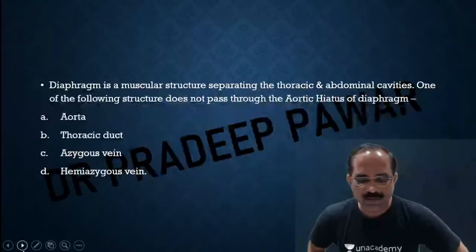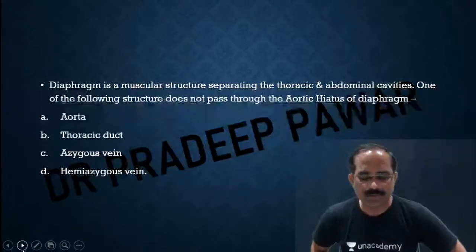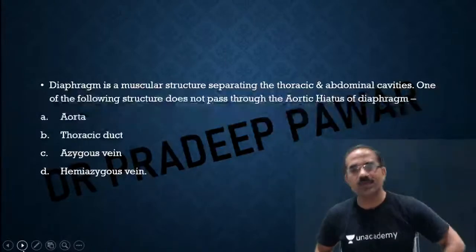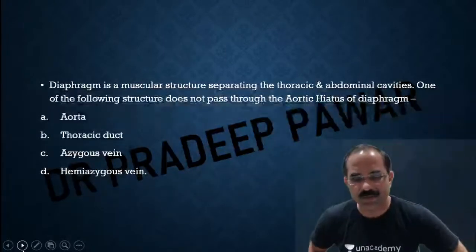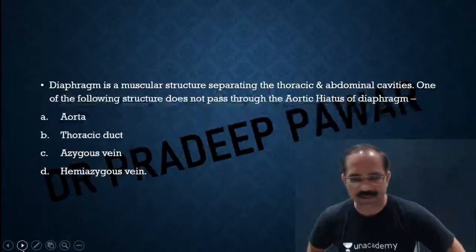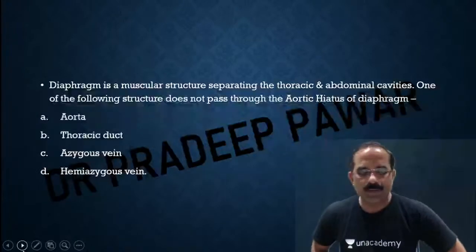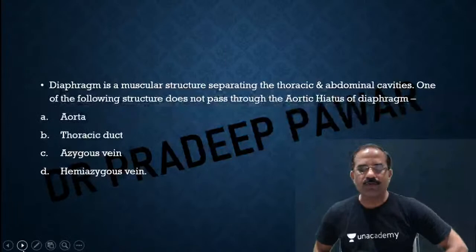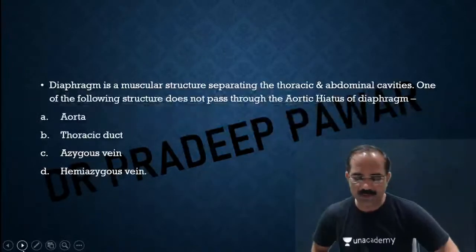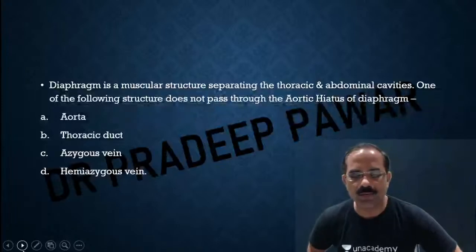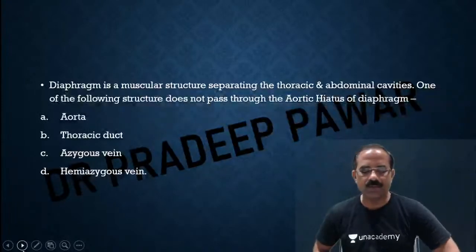Vertebral artery entry. Vertebral artery is foramen magnum. Shri, the vertebral artery enters through the foramen magnum. If you want foramen magnum, I'll tell you, just wait. First answer this: diaphragm is a muscular structure separating the thoracic and the abdominal cavities. One of the following structures does not pass through the aortic hiatus of the diaphragm. Any guesses?